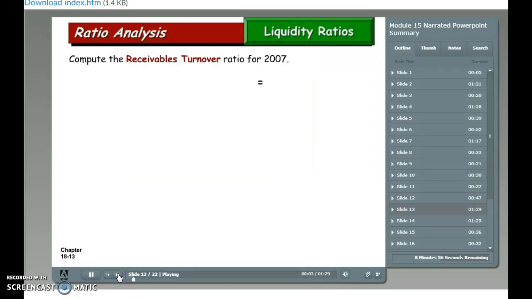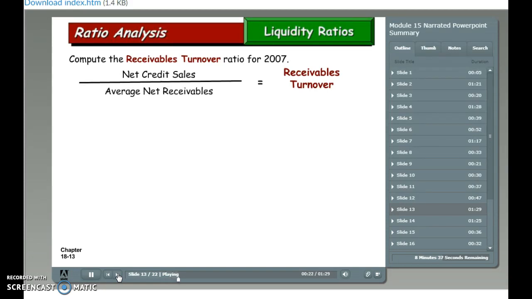Another liquidity ratio is the receivables turnover ratio that has net credit sales in the numerator. Net credit sales are gross sales minus sales discounts and sales returns and allowances. The net credit sales are divided by average net receivables. Net receivables are gross receivables minus the allowance for doubtful accounts. The average is calculated by adding the beginning of the year net receivables to the end of the year net receivables and dividing by 2.